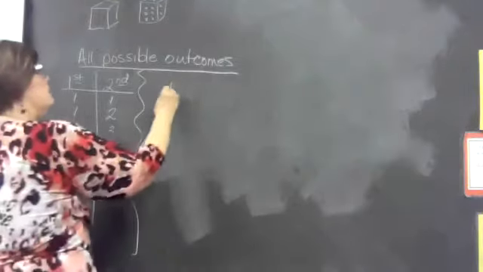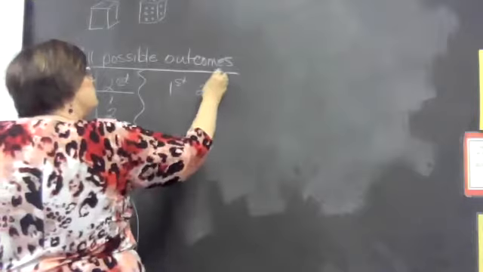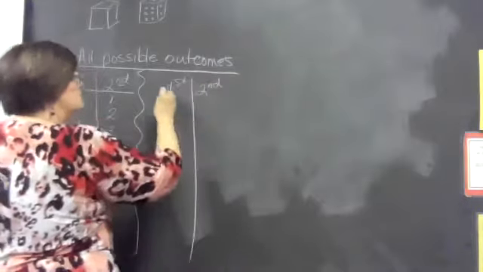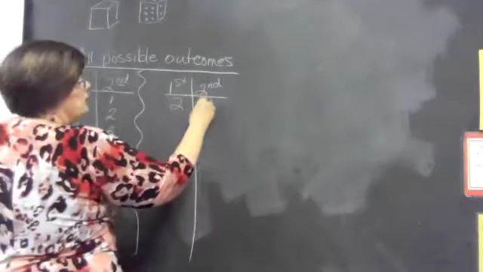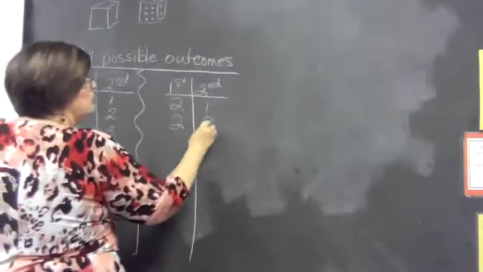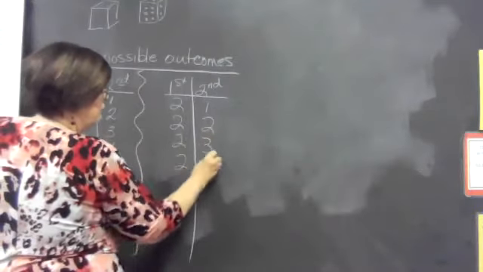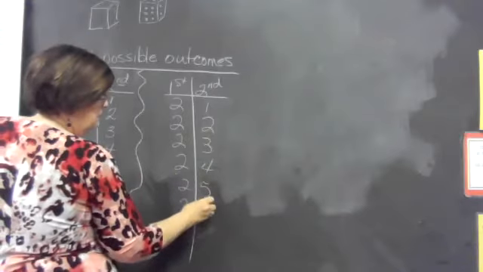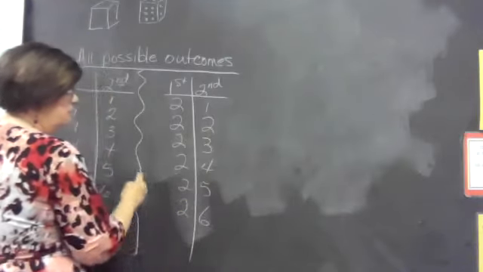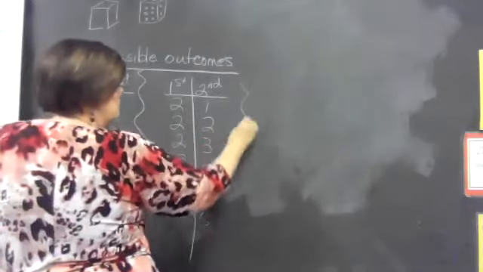What if the first one came up a 2? If it came up a 2, the second one could come up a 1, or it could come up a 2, or a 3, a 4, a 5, and a 6. Do y'all see? Do you see where I'm going with this?